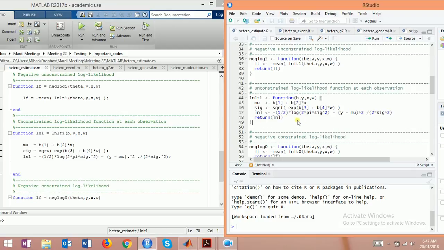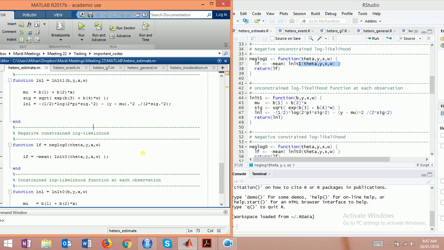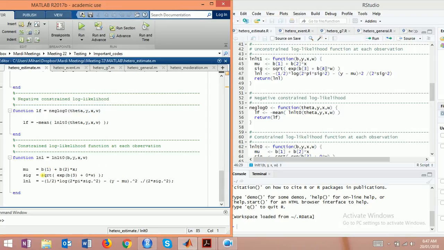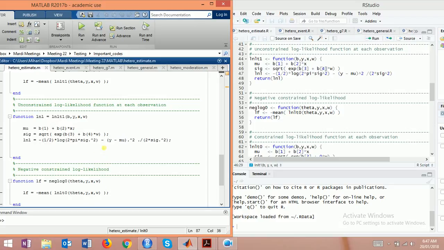Unconstrained, so return log L, and then neg log 1 is a function of theta, y, x, w. So log LT is b, y, x, w. Return log L, we are going to use log L here, theta y x w, minus the mean of log LT theta y x w. So b is now replaced with theta. That's all. Negative constraint, neg log 0 theta y x w, the mean of log LT naught theta y x w, and by log LT naught we have beta everything except this time omega.